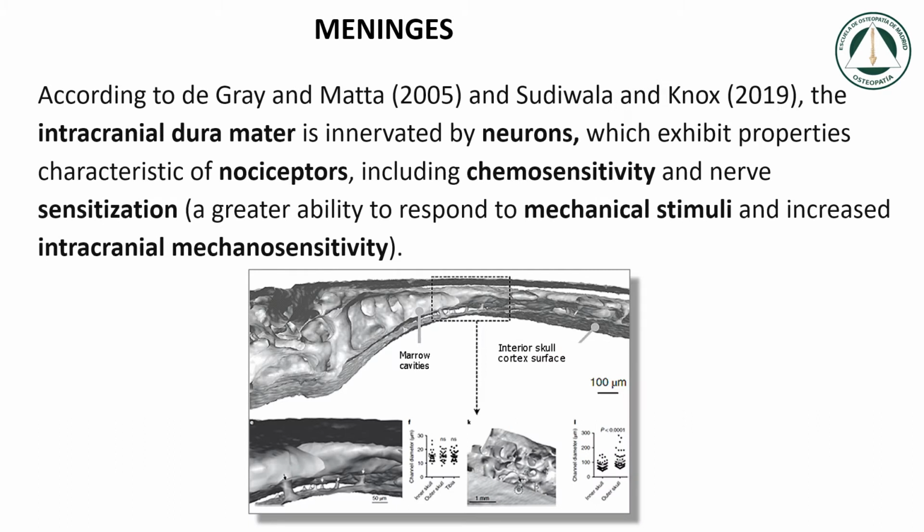According to De Grey and Mata, 2005, and Sudiwala and Knox, 2019, the intracranial dura mater and pia mater are innervated by neurons, which exhibit properties characteristic of nociceptors, including chemosensitivity and nerve sensitization, a greater ability to respond to mechanical stimuli, and increased intracranial mechanosensitivity. In the picture, we can observe intracranial meningeal nociceptors, which innervate the dura mater and pia mater. They emit collateral branches that cross the cranial vault sutures from the inside to the outside of the head.